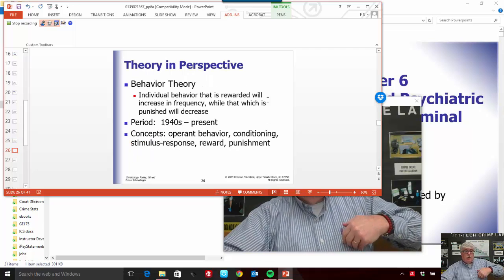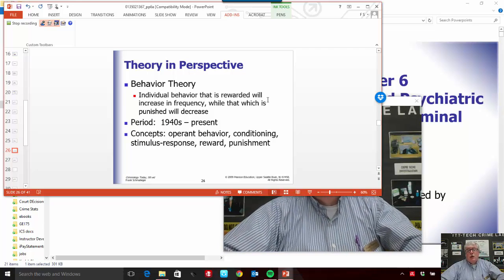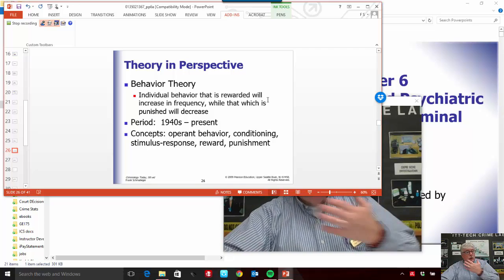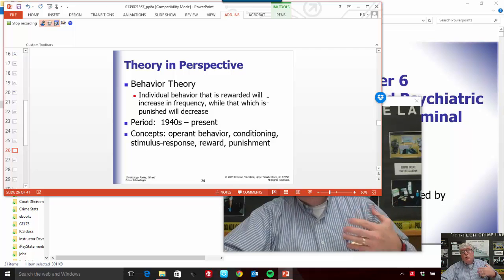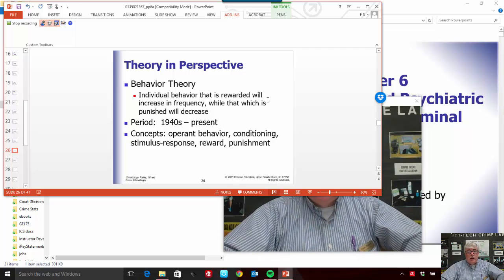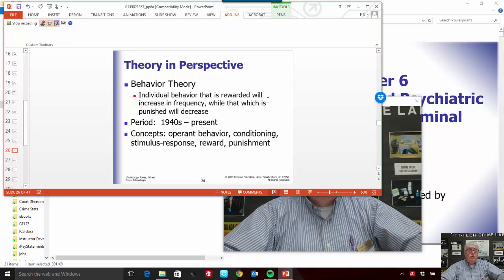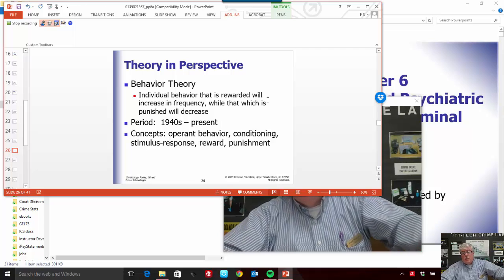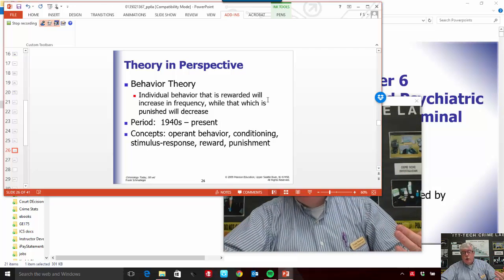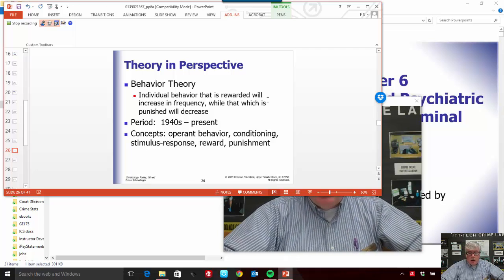Behavior theory, again, has to do with reward and punishment. Go back to Pavlov, whom we talked about a little while ago. Individual behavior that is rewarded will increase. That which is punished will decrease. And the concepts are operant behavior, conditioning, stimulus response, reward, punishment, which is exactly what I said with regard to the story about the dogs, ringing the bell and getting food at the same time and salivating, and eventually they salivated to just the bell.